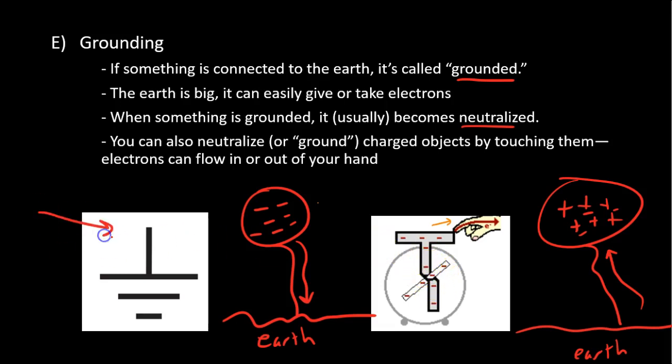This diagram right here, this is my last little bit, this is a symbol for grounding. You might see this diagram and it just means something is connected to the Earth, so that Earth is available to give or take away electrons. Okay, those were the different ways of charging an object.